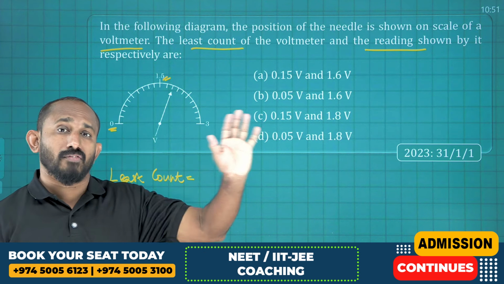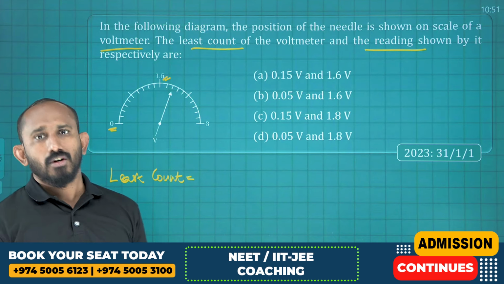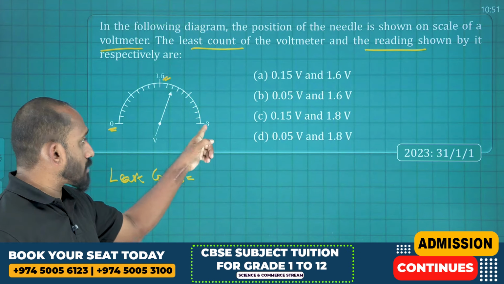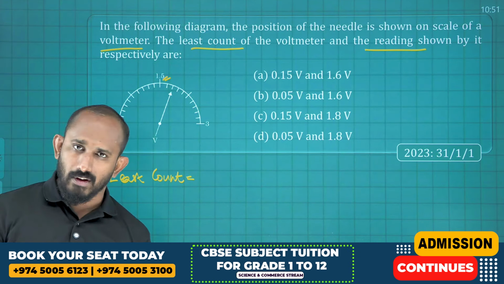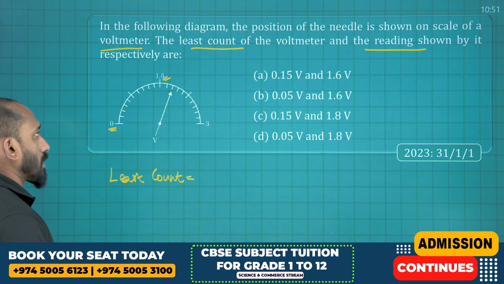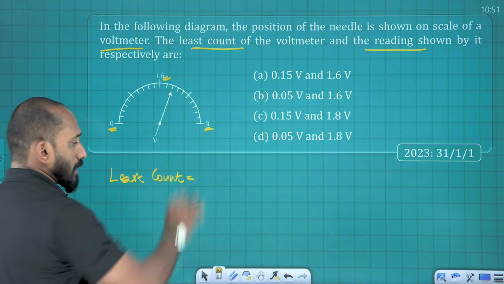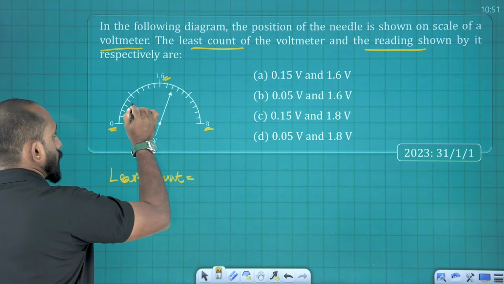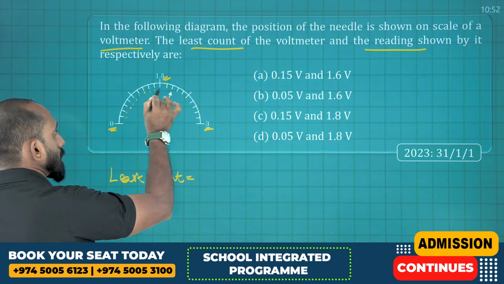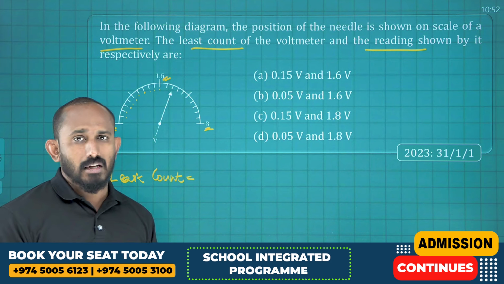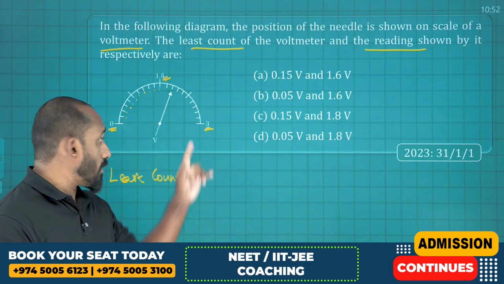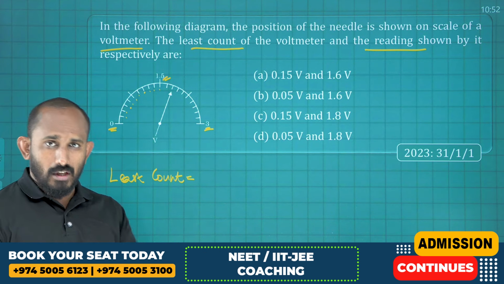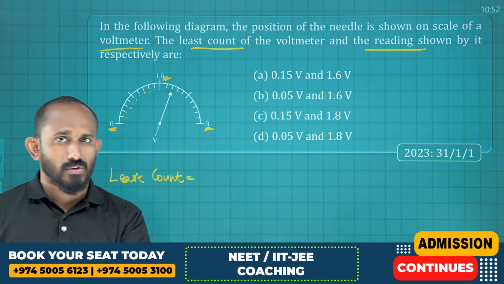Between 0 and 1.5, you can check how many lines there are. Or 0 to 3, you can check how many lines there are. Both are fine, so you take any one maximum value. It's easy to calculate. How many are there? 1, 2, 3, 4, 5, 6, 7, 8, 9, 10. Total 10 divisions are there till 1.5. And till 3 we have 20 divisions.